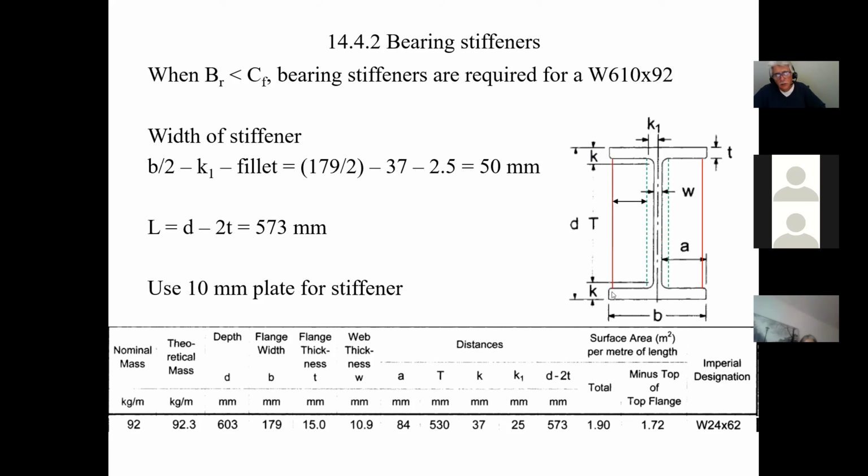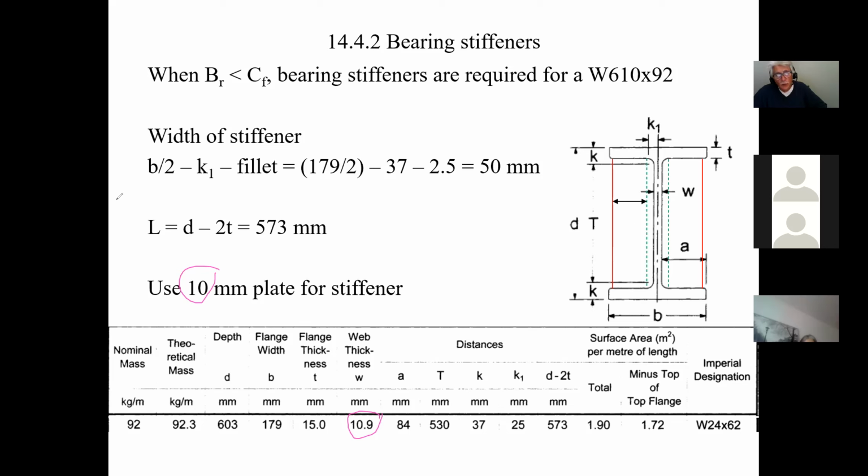As far as the height goes, the height is D minus 2T, 735. That's the height. And I'm going to use a 10 millimeter plate. Why? Because I like to use a plate that is equivalent to the web. So here my web is 10.9, so I'm going to use a 10 millimeter plate for my stiffeners. So now I've got the area of my stiffeners on each side. That's what they were saying, that you've got to keep this area. You don't even include it in your calculation. You just include these two areas.